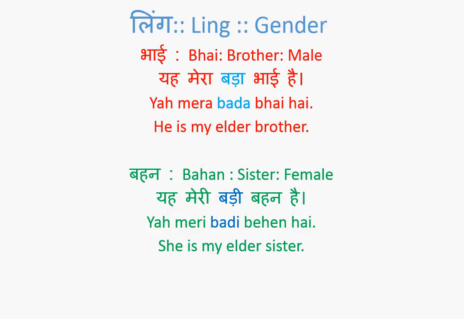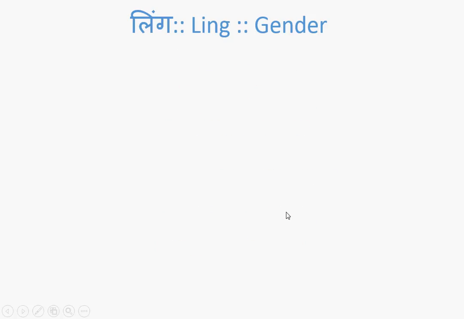Do you get the difference? That is how the words change to support the gender. The words have to be in agreement with the gender. यह मेरा बड़ा भाई है, यह मेरी बड़ी बहन है. Now this was in case of living beings.